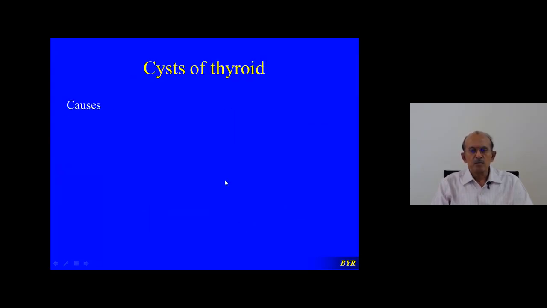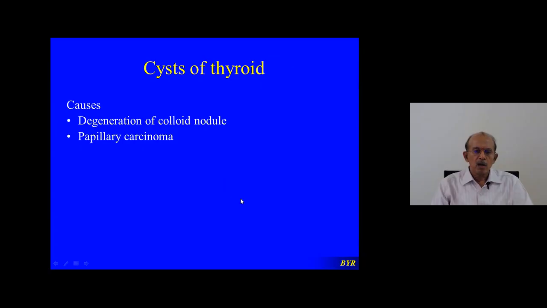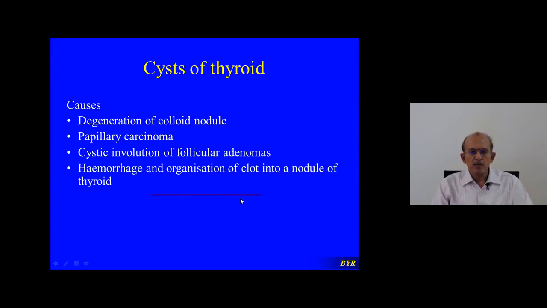Cyst of thyroid. We have not discussed separately about cyst of thyroid. So, what is cyst of thyroid? It is degeneration of a colloid nodule, or can be due to papillary carcinoma, cystic involution of follicular adenomas, hemorrhage and organization of clot into a nodule of thyroid. So if a nodule has a hemorrhage, then it gets organized. The clot gets organized, and later there will be fluid formation.